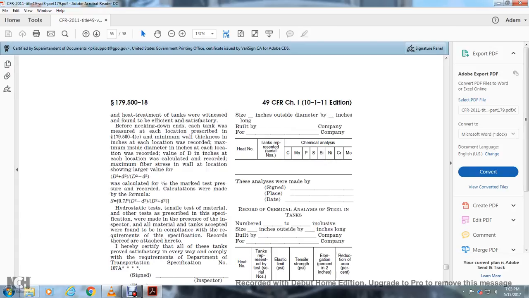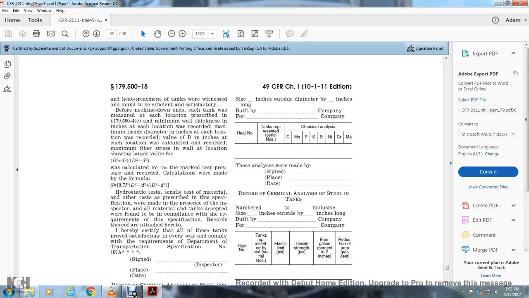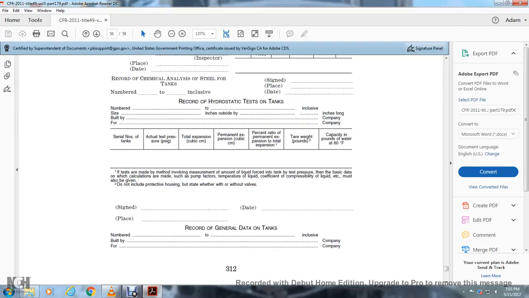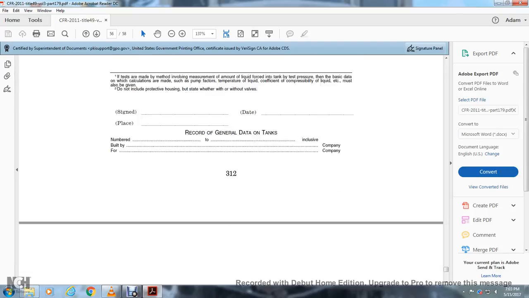These analyses were made by sample, placed with recorded chemical analysis and steel number two, inclusive, size, outside, inside, inches, built for company, heat number, to treat. Take representative and bypass elastic limit, PSI, tensile strength, PSI, elongation percentage in 2 inches, reduction in area percentage. Record hydrostatic testing, tank series number, actual test pressure, tank total cubic centimeters, permanent expansion, cubic centimeters, percent ratio, expansion, total expansion, tare weight, and capacity. Signed, dated, placed, and the general data bank of tanks, number built, number two, inclusive, built by, for, and company.